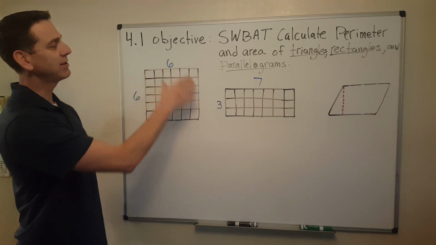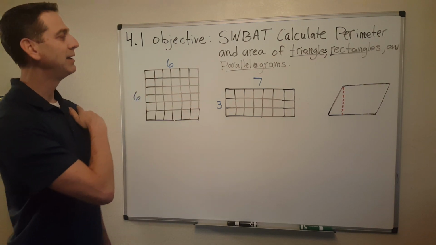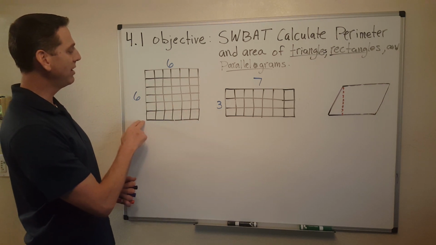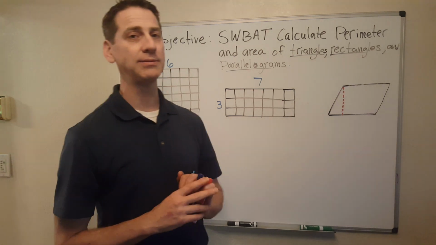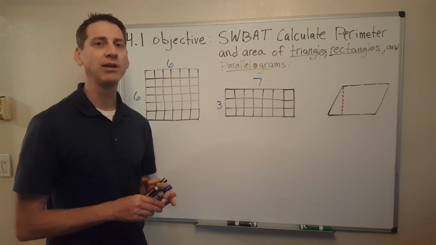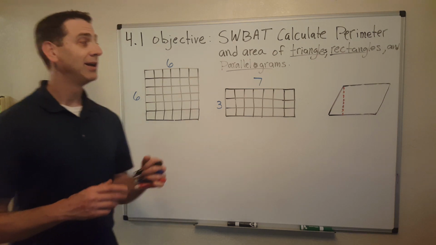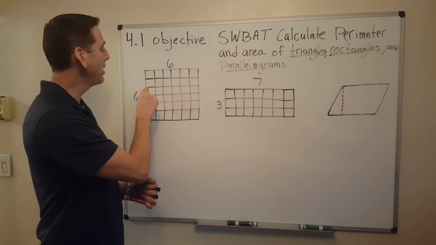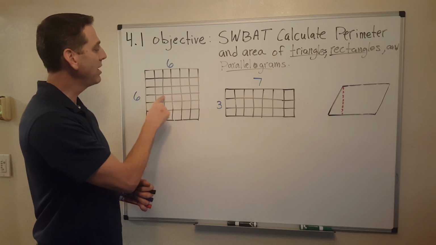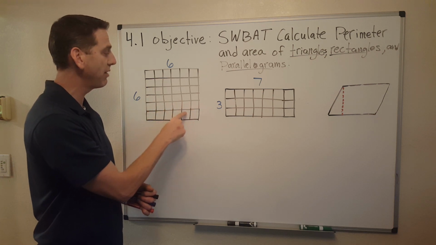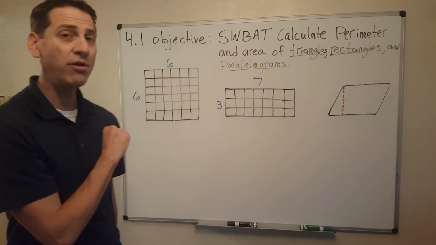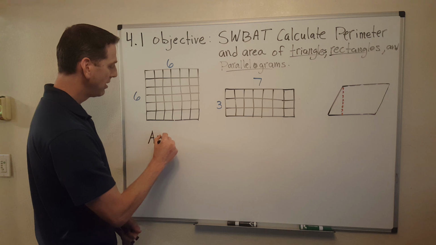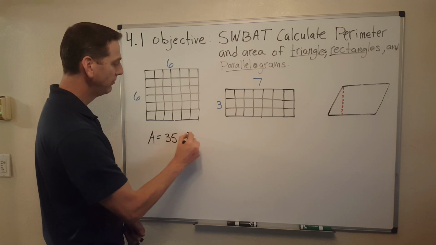All right, so here I have a rectangle. It's a very special rectangle. It's a square. It means all four sides are equal. And we know that the length and the width are both 6. There are two ways we could find the area of this square. We could count each one of these squares, and that would take quite a long time, especially if there were a lot of them. So there are actually 35 squares there, so I know that the area is 35 square units.